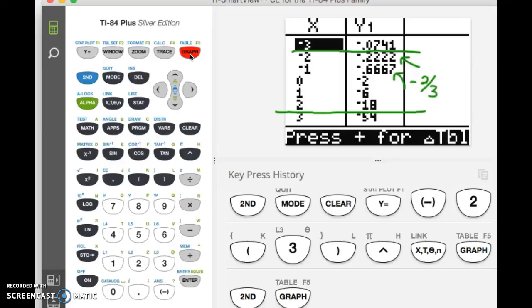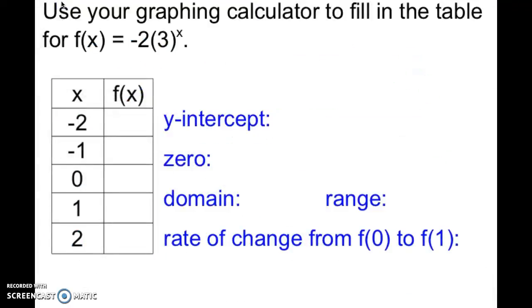I can go ahead and fill those in. So I have -18, -6, -2, -2/3. And I'm going to show you how you can actually find the fraction that goes in with -2. Okay, you kind of have two options. Here's the option that works every time.